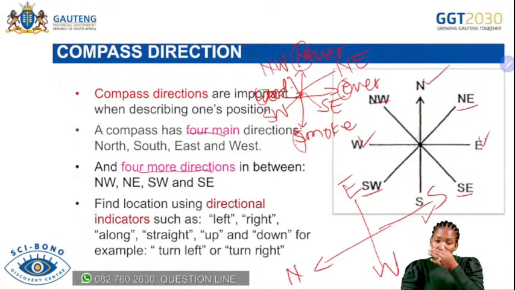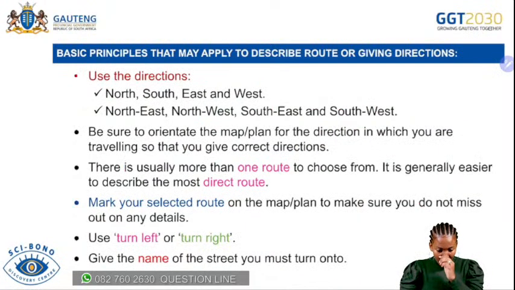So we use the compass direction to find the location. When we find the location, we use the directional indicators such as left, right, straight, up, down, and turn 10 down, 10 right, and 10 left. And then, guys, sometimes the examiner can ask you to give the general direction. As soon as the question says give the general direction, you must know that you need to refer to your compass direction. You use your north, east, southwest, northwest, southeast. That is for the general direction.